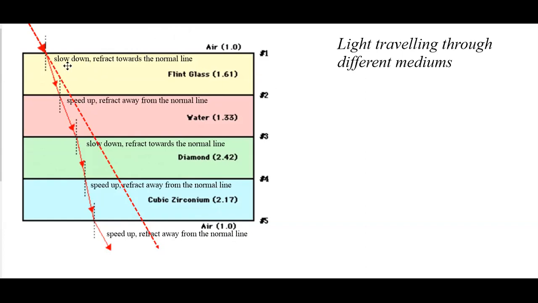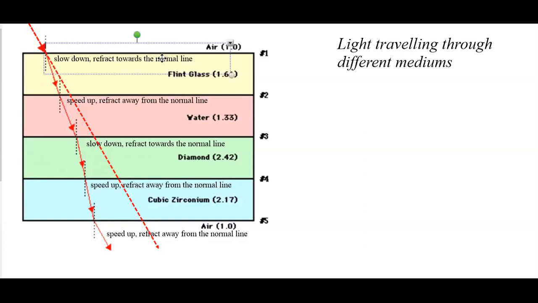So what I have here in text is just what I said out loud. I forgot I typed it all out. Between each of these boundaries, it's going to slow down and refract towards the normal line. Between this boundary and that boundary, it's going to speed up and refract away from the normal line. So basically, depending on whether I'm going from a dense medium to a less dense medium, or a less dense medium to a denser medium, is going to determine what happens with light.